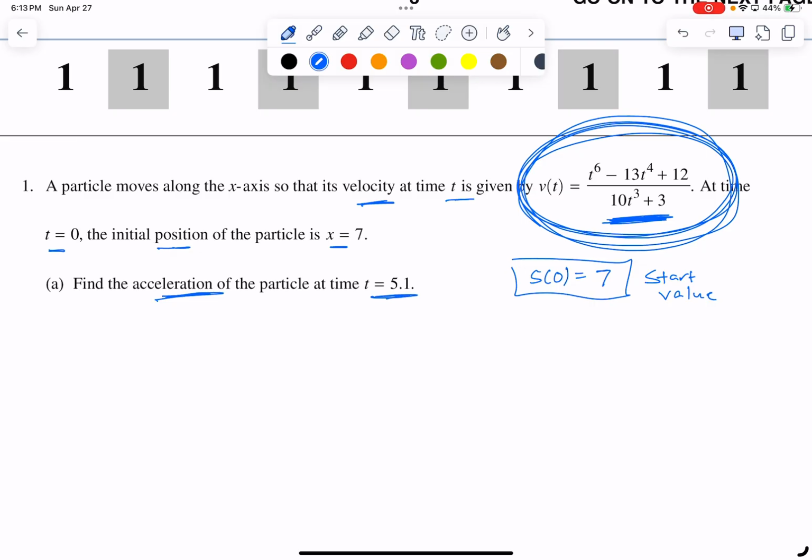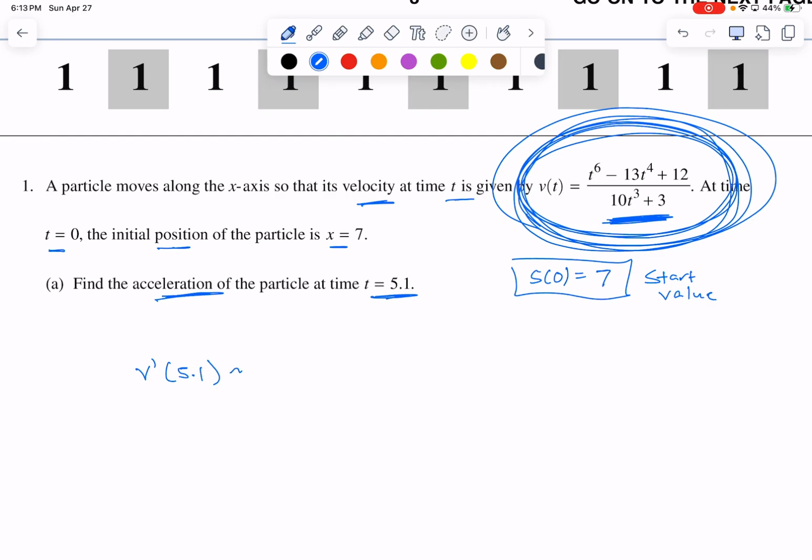So all you need to let them know on the AP exam is that to find acceleration, you need to do what? Take the derivative. So you're going to go v prime of 5.1. And then all you got to do is put the answer. And you're going to round to 3 decimal places.